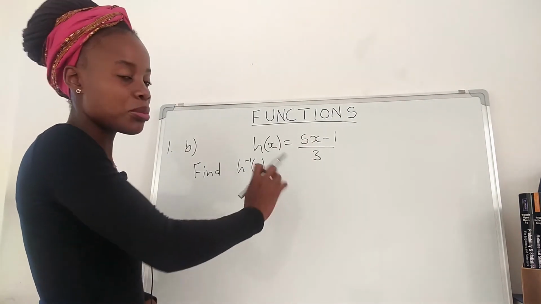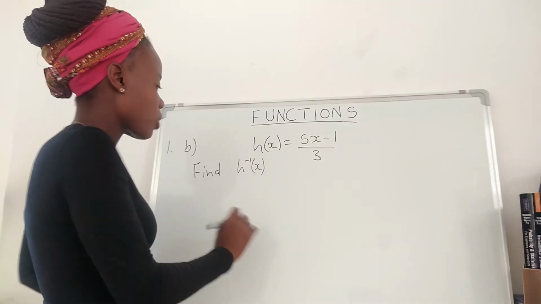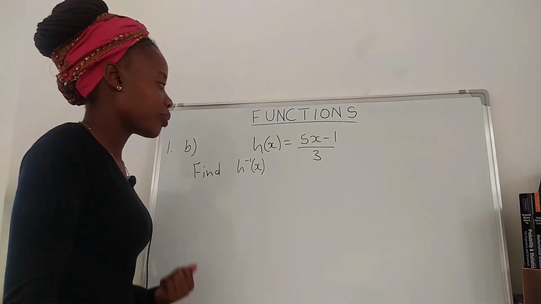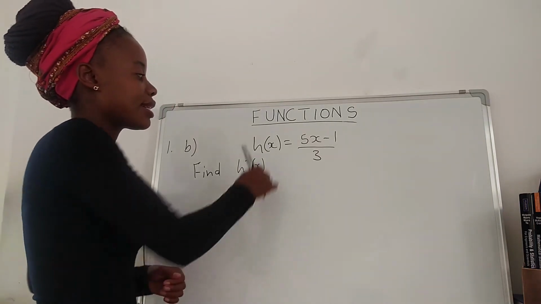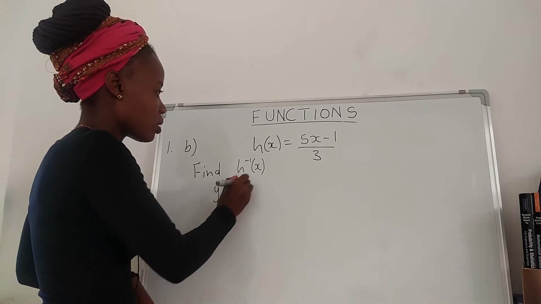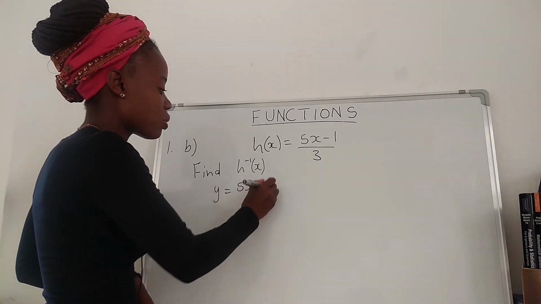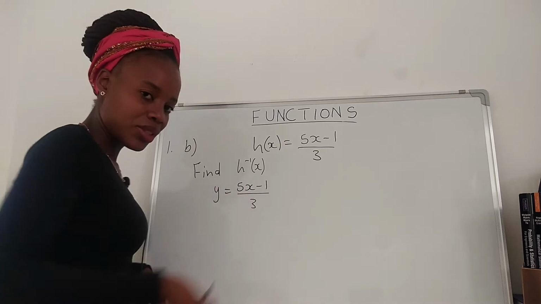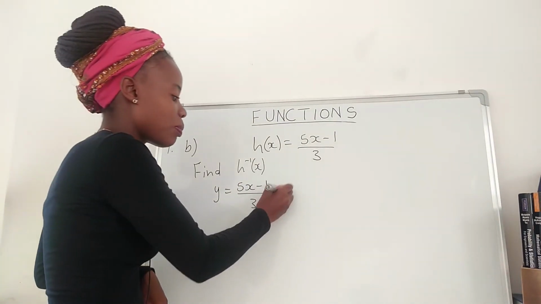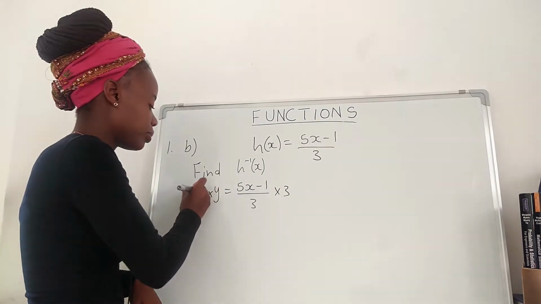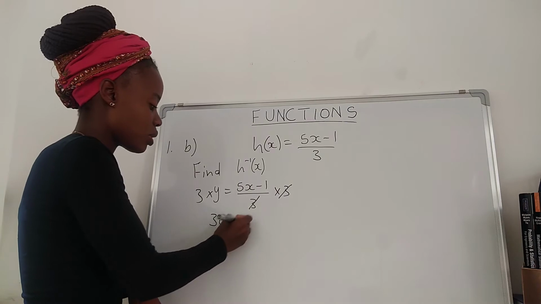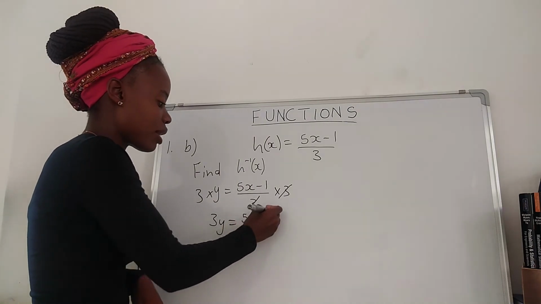This function is in terms of x. Okay? So we are supposed to find the inverse of h. Okay? So the first step, just let this be y. So we're going to have y equals 5x minus 1 over 3. After this, we make x the subject of the formula. We multiply by 3 both sides. This cancels this. We're going to have 3y equals 5x minus 1.